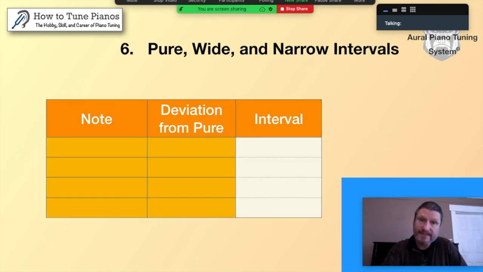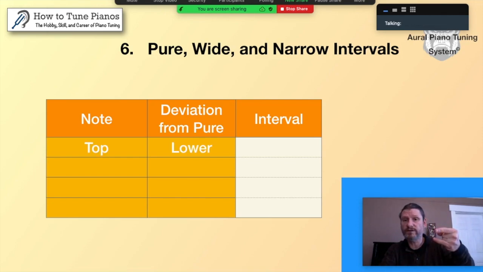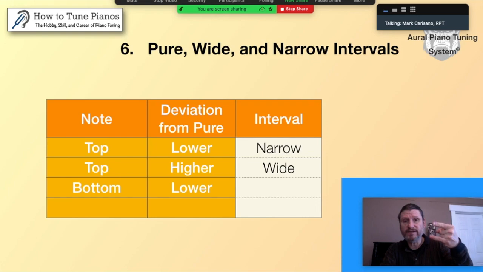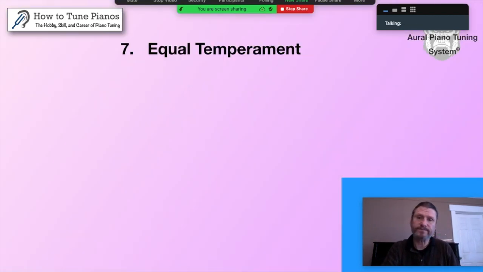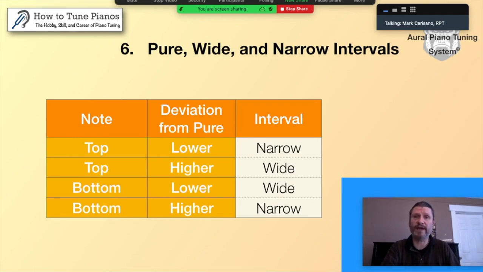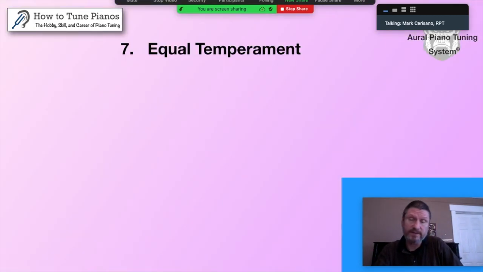Right? This table just repeats what I just told you. When you take the top note lower, it's a narrow interval. If you take the top note higher, it makes a wide interval. Take the bottom note lower, you end up with a wide interval. Bottom note higher, you end up with a narrow interval. That's about all we have for pure, wide and narrow. We'll talk more about them later when we talk about check notes and how to measure intervals. But for now, we're going to go on to equal temperament.